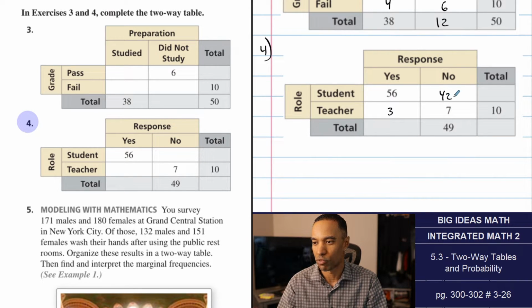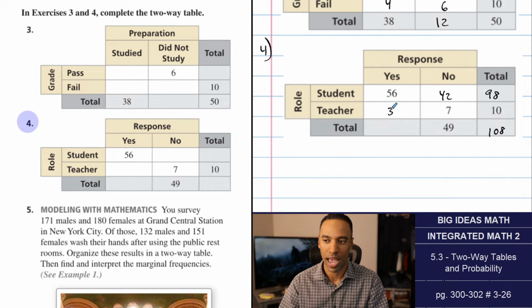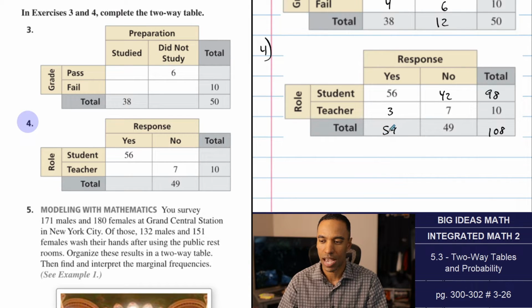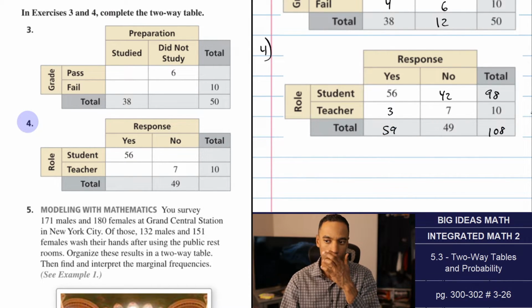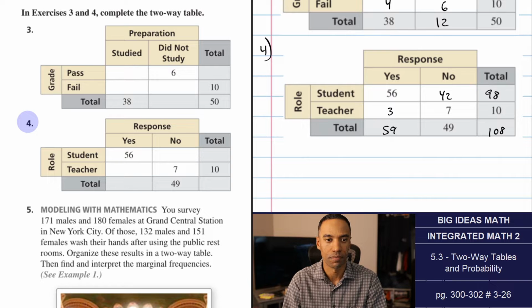And 42 plus 7 is 49. Obviously, it's a subtraction. If I add these 2 numbers here, I'm going to get 98. And 98 plus 10 is 108. So my expectation here is when I add these 2, that adding these 2 should also get me 108. 56 plus 3 is 59. And 59 plus 49 is indeed 108. So you want to just definitely double check everything there. All right, cool. Let's move on. Let's go to number 5.